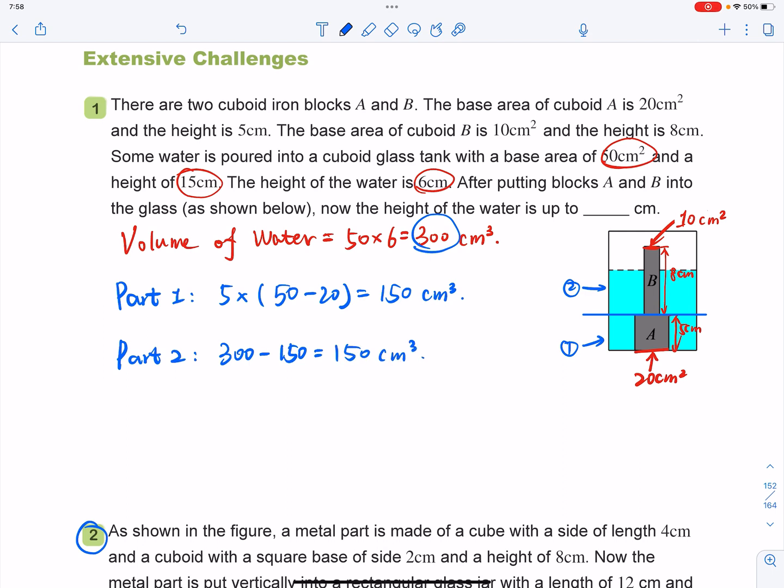But in part 2, we know that it's also hollow and the base area will be different. So let's see what's the area of that base. The base of the tank is 50, but you have to take away the base of block B, which is 10. So you got 40 square centimeters. So that's the area of the part 2 base.